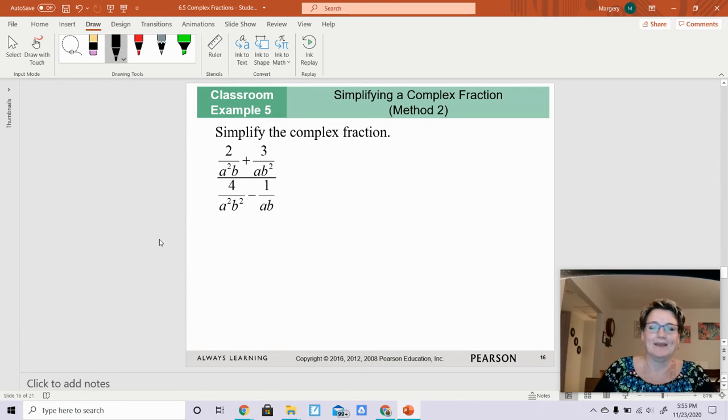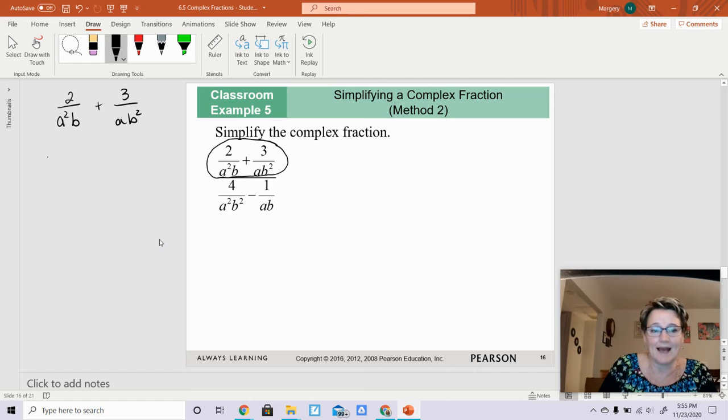All right. Oh my goodness. Same thing. You're going to have to take what's in this numerator up here, and you're going to have to combine them. 2a squared b plus 3ab squared. You got to find a common denominator, first of all.